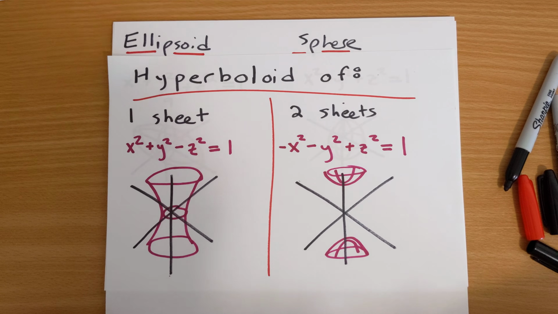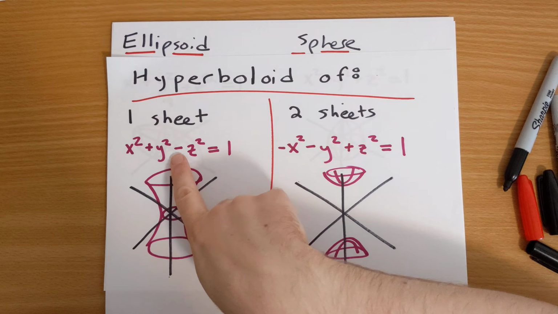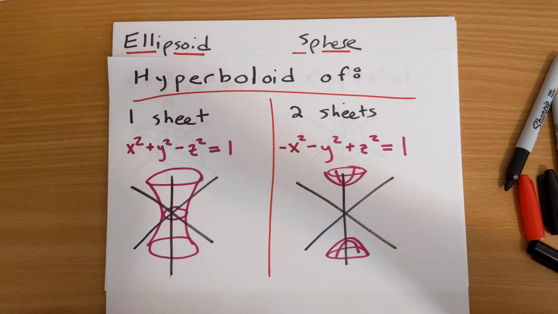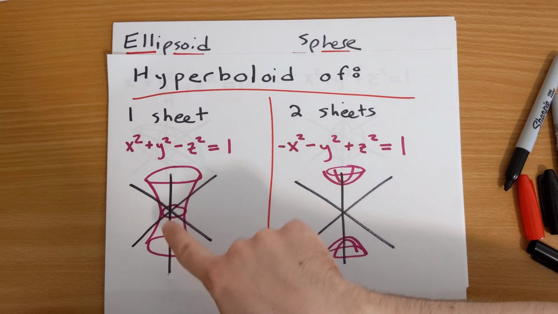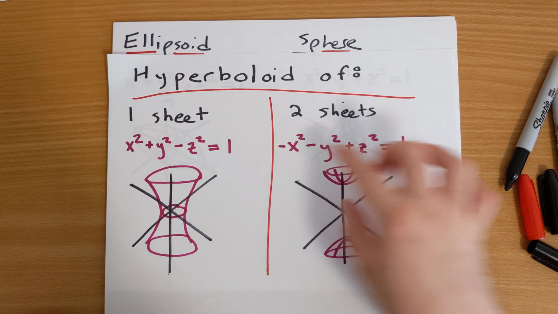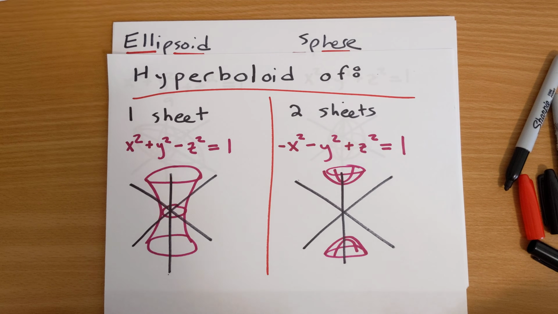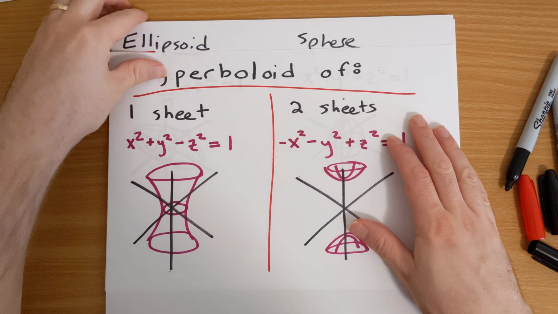I like how the book kind of suggests that the number of minus signs that you see on the left side of your hyperboloid equation tells you how many sheets there are to your hyperboloid. 1 minus sign, 1 sheet. 2 minus signs, 2 sheets. Not only that, but the locations of the minus signs and the plus signs tell us which way our hyperboloid is going to be oriented.